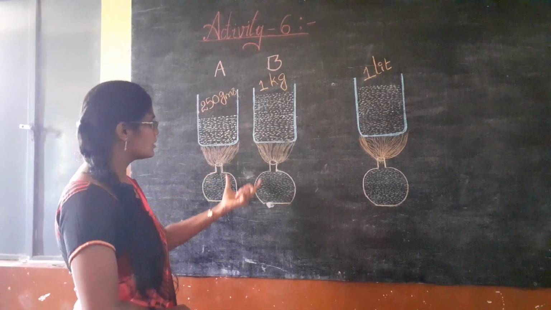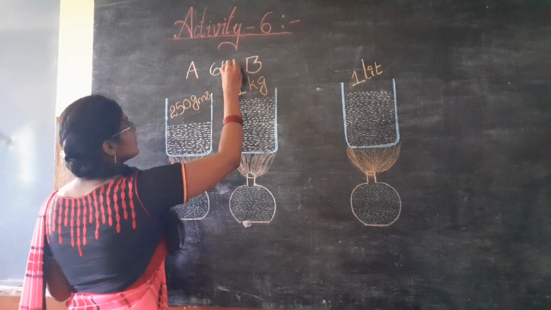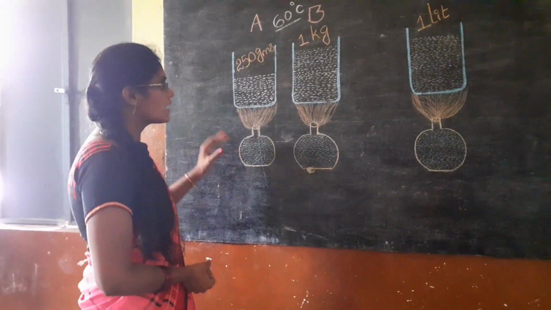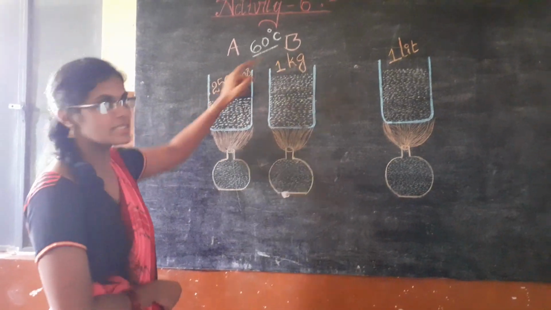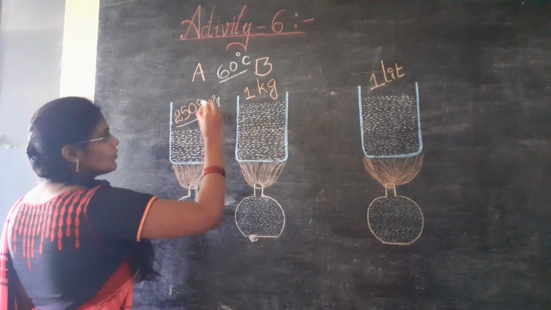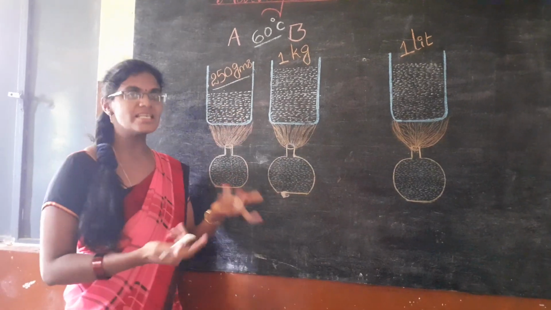Now heat both the beakers till the water in both the beakers attains 60 degrees Celsius. Children, can you guess which beaker attains 60 degrees Celsius first? Yes, beaker A. Why? Because it contains less mass.